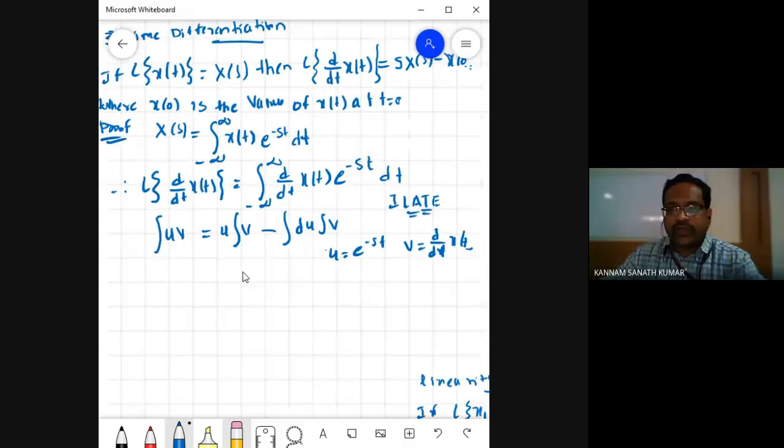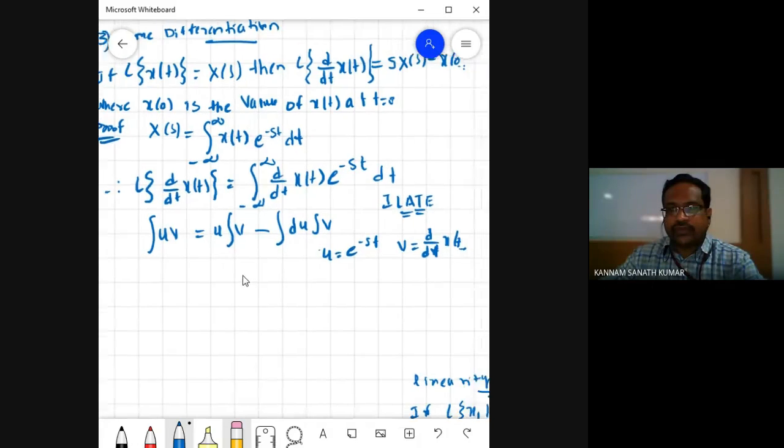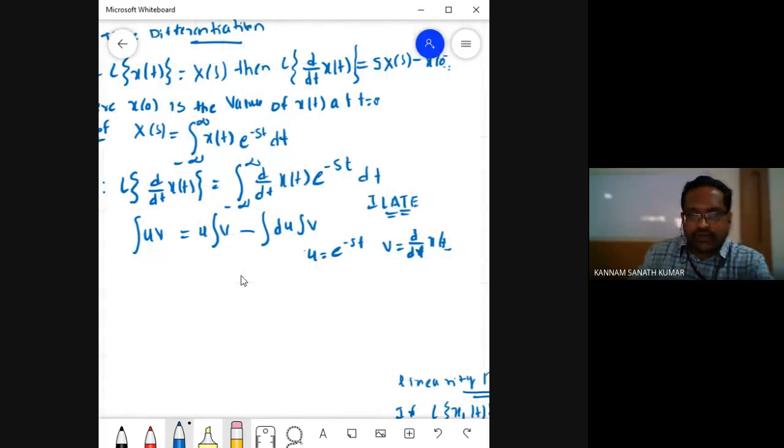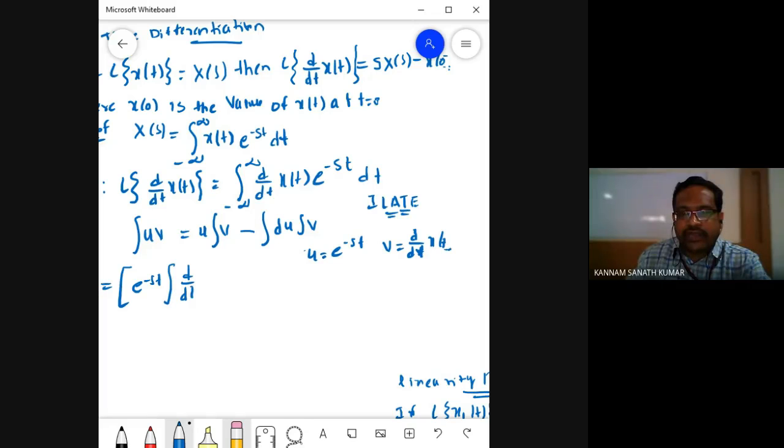Now if you see, this is equal to u. So what is u? U is e power minus st into integration of d by dt of x of t, into dt, minus integration.